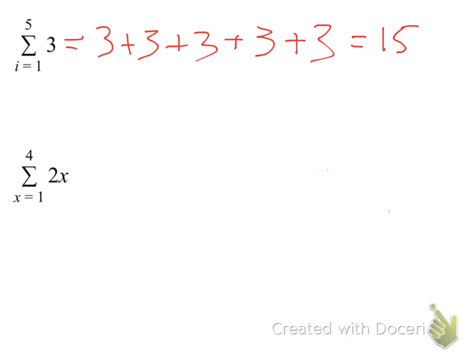Now the next one has something we can plug in. What does it end up being? It's the summation from 1 to 4 of 2x.